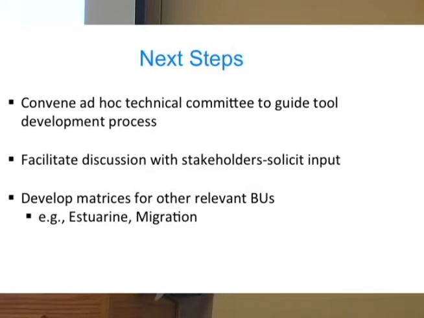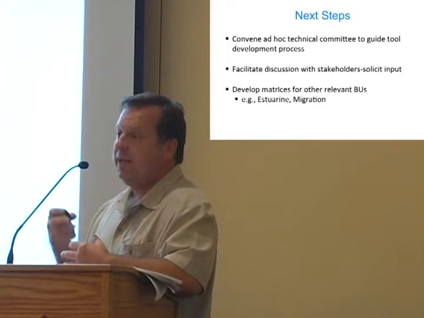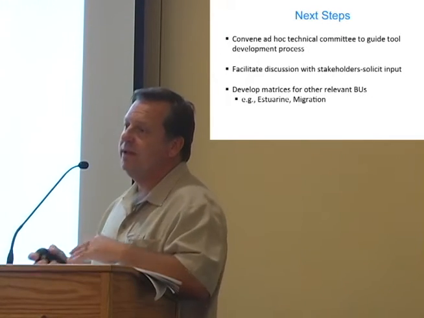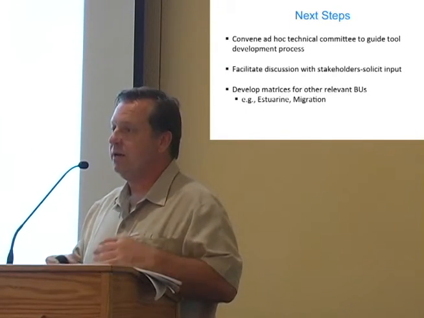We think the best way to do that is to convene an ad hoc committee, get some people in the room who are interested in beneficial use attainment and how you would measure that, and get a larger group to guide this development process. This was just basically Eric, Betty, Chris, and I in a room trying to think this out as a small group, but we realized we need a much larger group to make this work in the long run. And then facilitate discussions with stakeholders, a big part of this, solicit input, develop those matrices for all the other beneficial uses of interest, things like estuarine and migration, and ultimately seek funding. We would like to seek funding to build this out and do a thorough job on this.